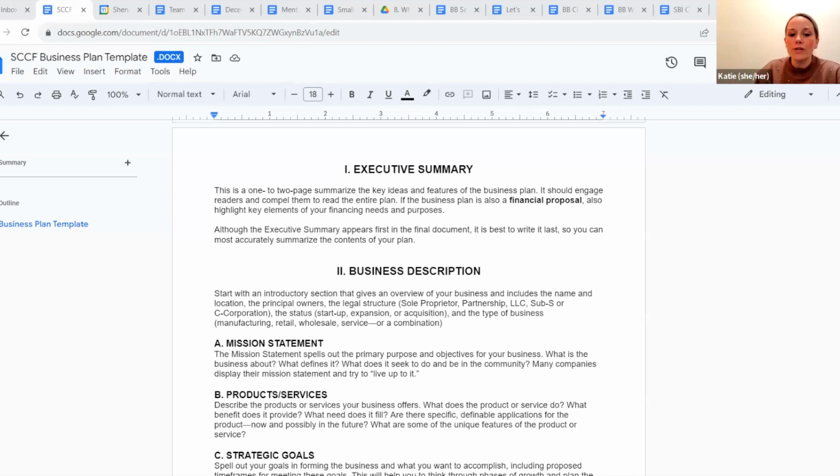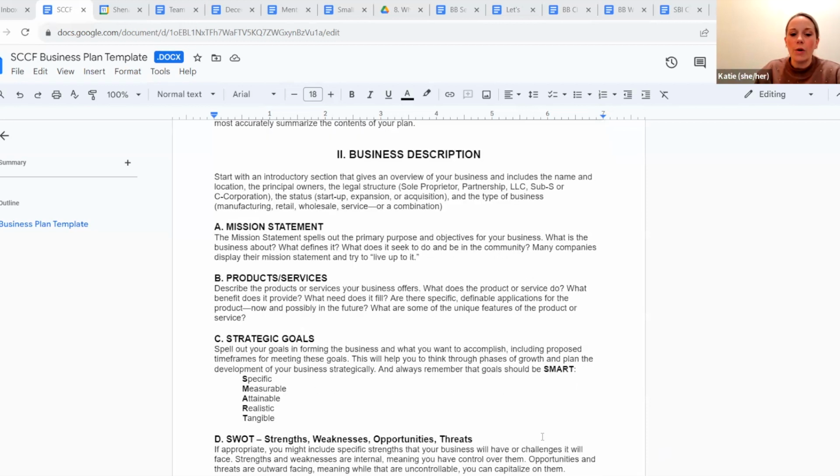Next, what are your strategic goals, right? What are you hoping to get out of this business, right? As far as revenue, longevity? Do you plan to grow a certain amount in a certain amount of time? Do you have a vision of, I want to be able to leave my full-time job and start working full-time on my business after 5 years, right?